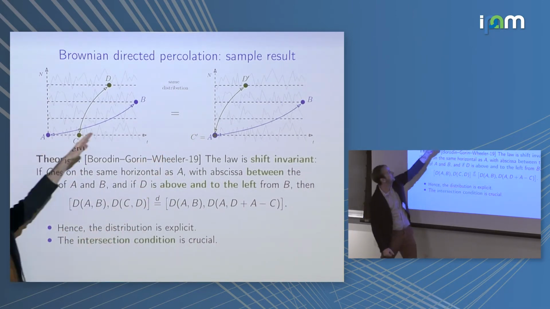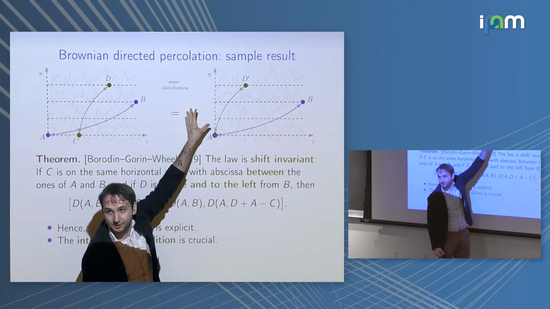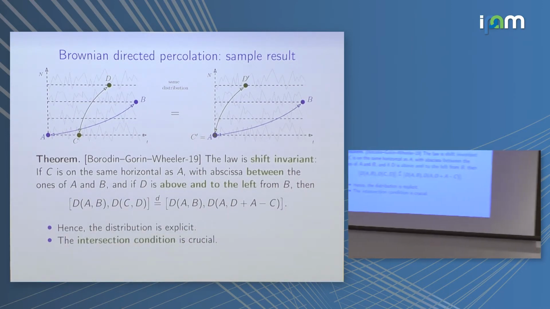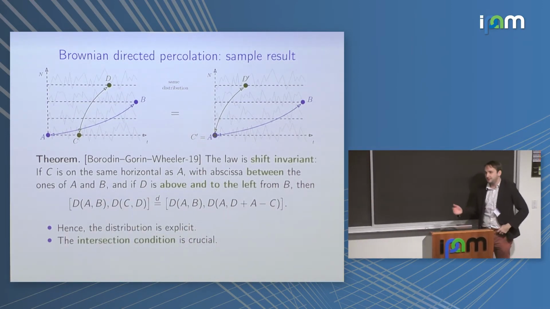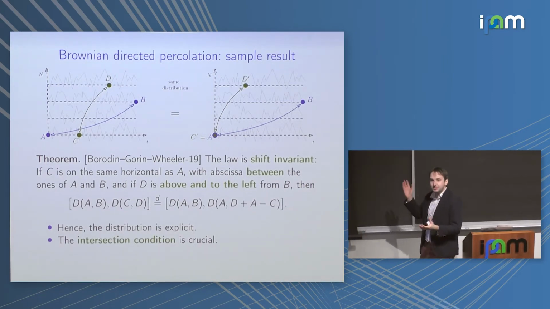Because the path from A to B will depend on this noise, and from C to D, if C and D are here, it depends on different noise. And therefore, in the extreme situation, it's independent, while in the original situation, it's very dependent. So there is no hope that the shift invariance is valid in general. There should be some restrictions to that.